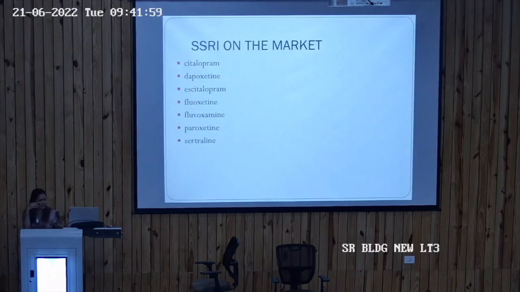So these are all the SSRIs: dapoxetine, citalopram, sertraline, fluoxetine. Fluoxetine is the longest acting antidepressant and fluvoxamine is the shortest acting among these SSRIs.